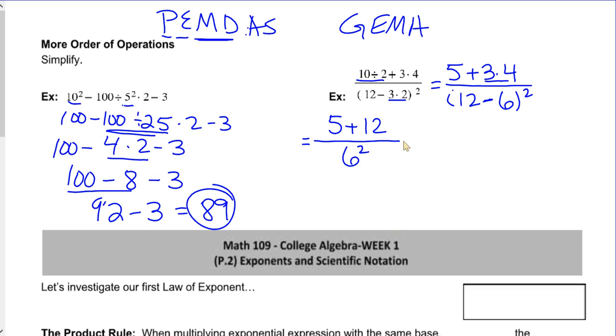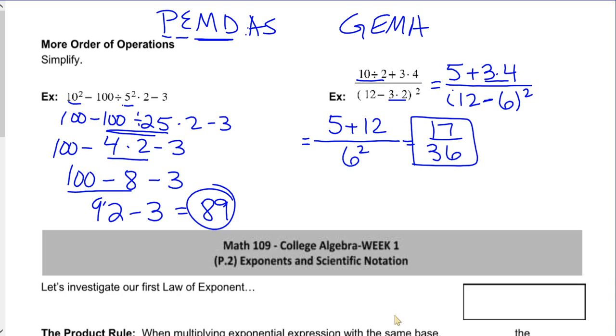Then I have to square, and we are getting oh so close. 5 plus 12 now on the top is a 17, and a 6 squared, don't forget that's not 6 times 2, it is 6 times 6 twice, and that gives me a 36. And the question here would be, can I simplify this fraction? And the answer is no. Therefore, that is my answer.